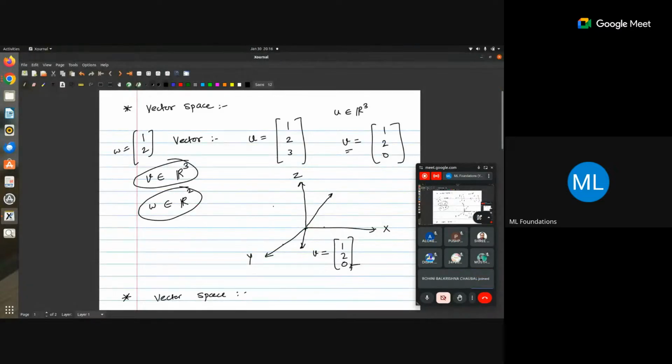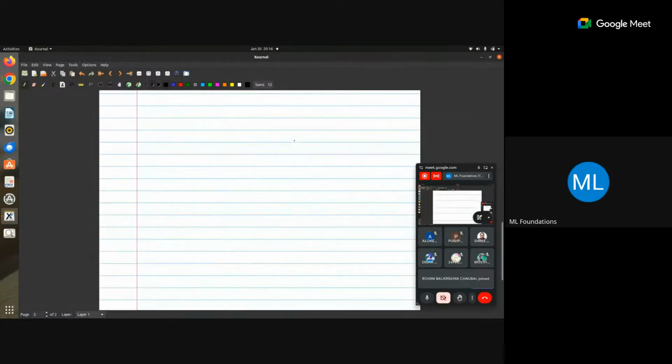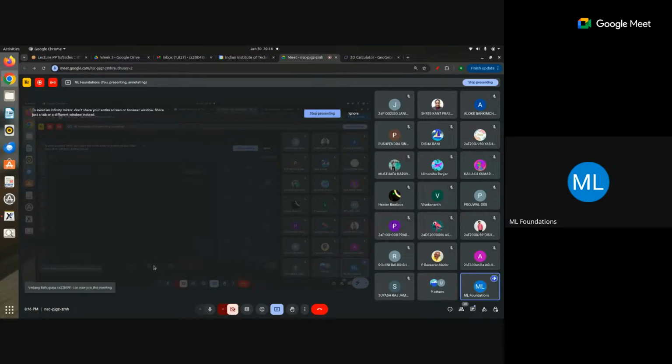So suppose you have been given 1 2 3. How will you represent it? Maybe in two dimensions we'll try to understand it. So this is your x and y, right? And when I say there is a vector u, you have one vector 1 2. Where do you think it will lie? It is a point in the first quadrant, right? This represents a point here.